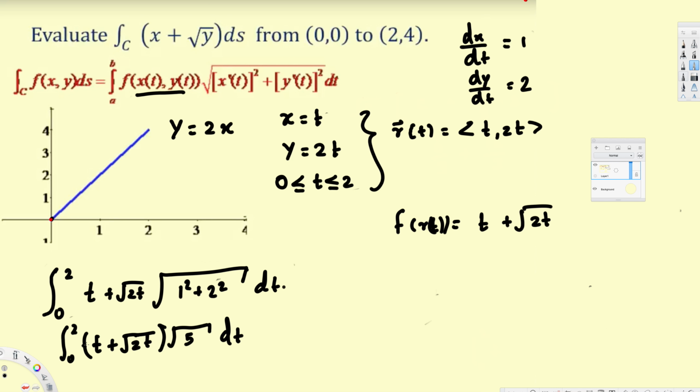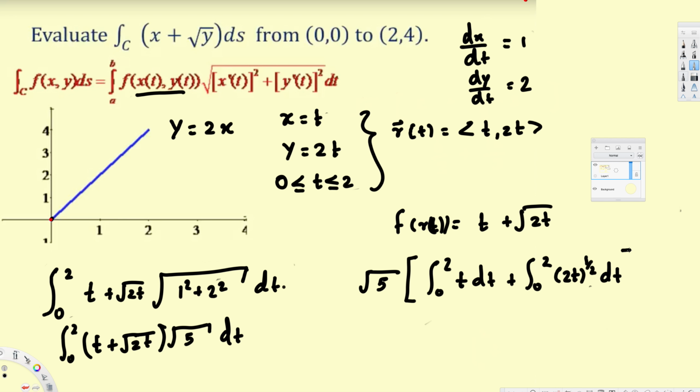Now we can move this square root of 5 to the front because it is a constant, and we can also separate this equation so that we do the integration individually. So if we do that, this is going to be the integral from 0 to 2 of t dt, and here we are going to have 0 to 2. Instead of writing square root of 2t, we can write it as (2t) power half, dt, and that's it.